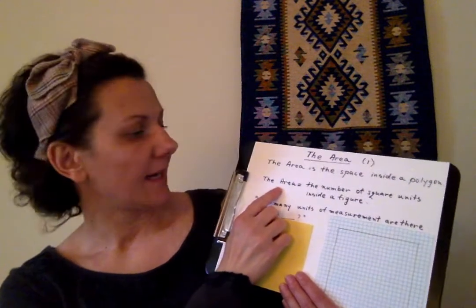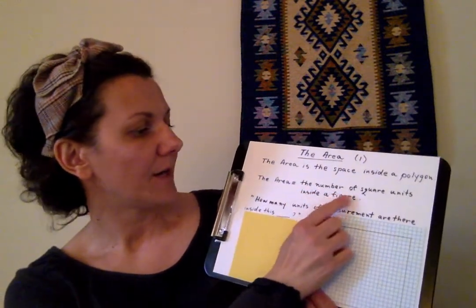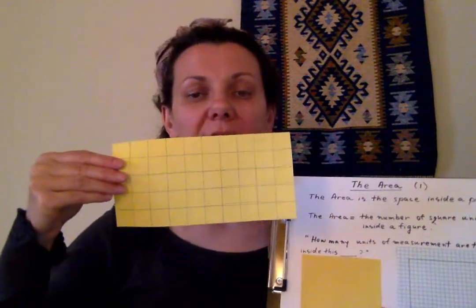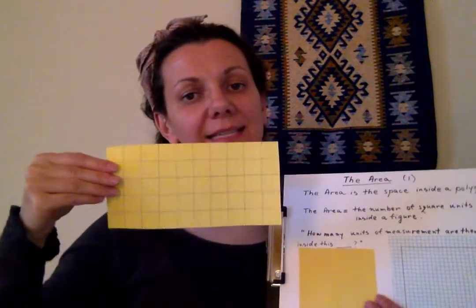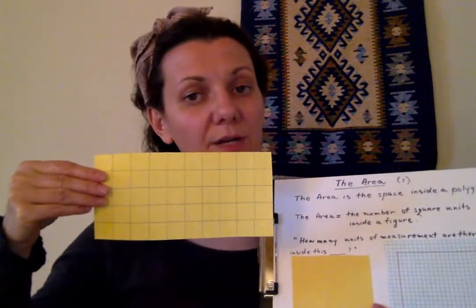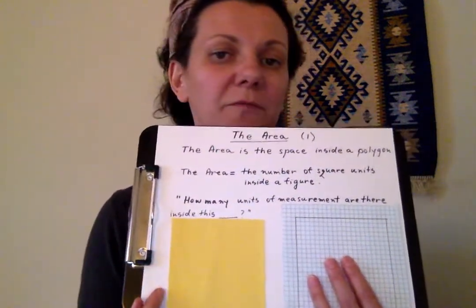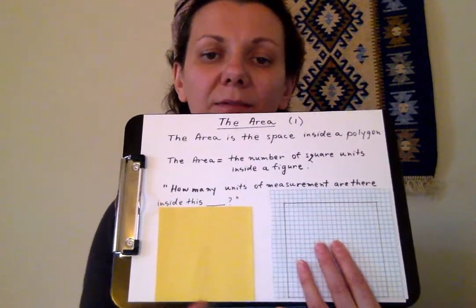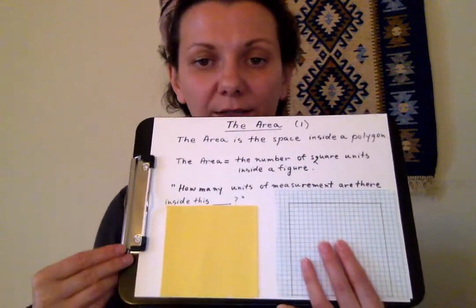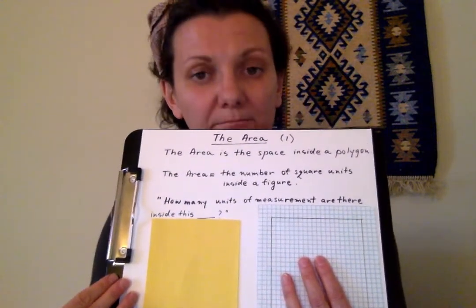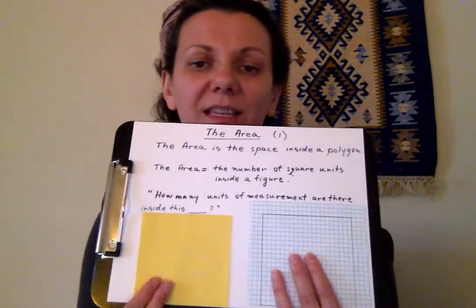The other sentence that I have is: the area is the number of square units inside a figure, like we showed here. My rectangle has square units. Its area is the number of square units inside the rectangle. The idea for follow-up for first graders is to, for example, cut out a square or color a square and figure out how to measure the area of this square. How many units of measurement does your square have?